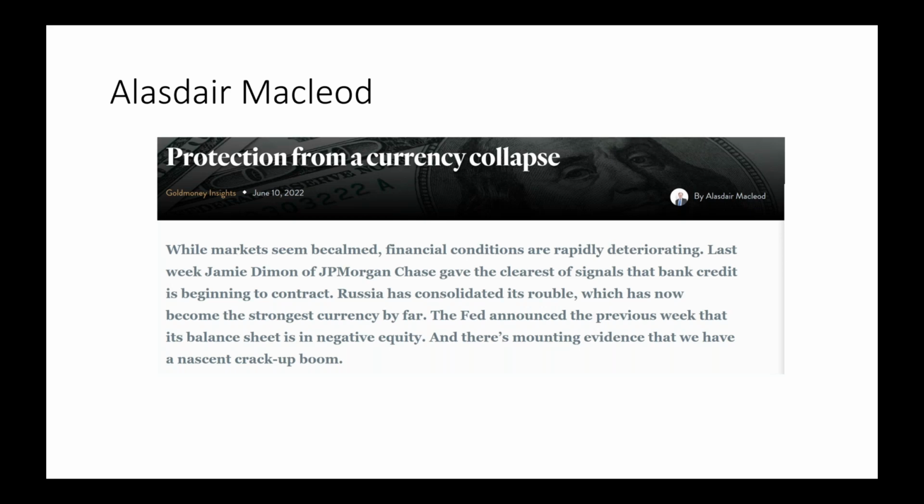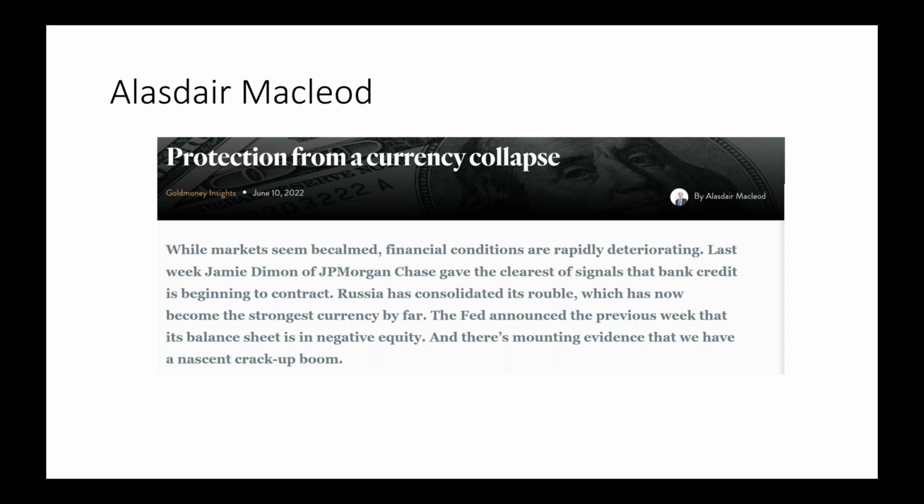He said, while markets seem becalmed, financial conditions are rapidly deteriorating. Last week, Jamie Dimon, the CEO of JP Morgan Chase, gave the clearest of signals that bank credit is beginning to contract. Keep in mind that as bank credit contracts, the money supply also contracts. The contraction of the money supply is the textbook definition of deflation. Bank credit spends just like cash. So that's a really important statement.